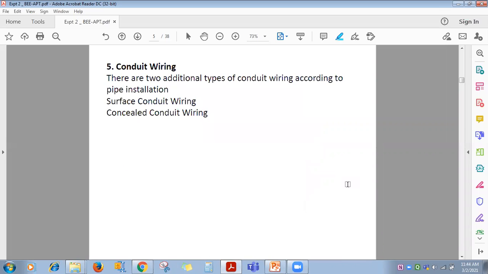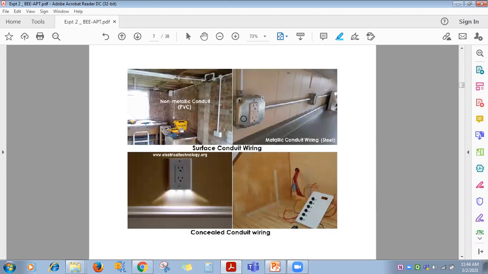Okay, nowadays you will find this one, conduit type of wiring arrangement. Two types are there, surface conduit wiring and concealed conduit wiring. What do you mean by surface conduit and what do you mean by concealed conduit wiring? See here, surface conduit wiring means the RYB, neutral, or live, phase and neutral wires pass through some pipe. This pipe can be plastic or metal, and if this pipe is fixed above the wall surface, then that is called surface conduit wiring.